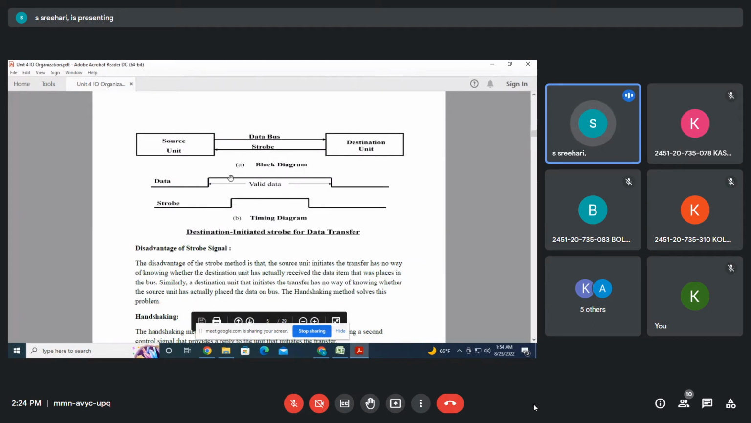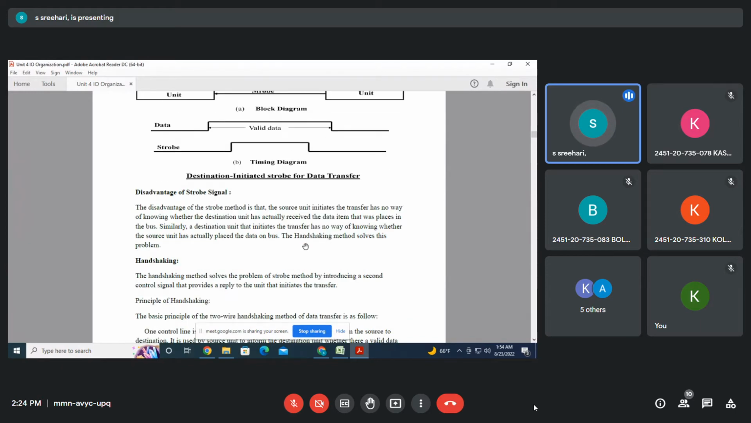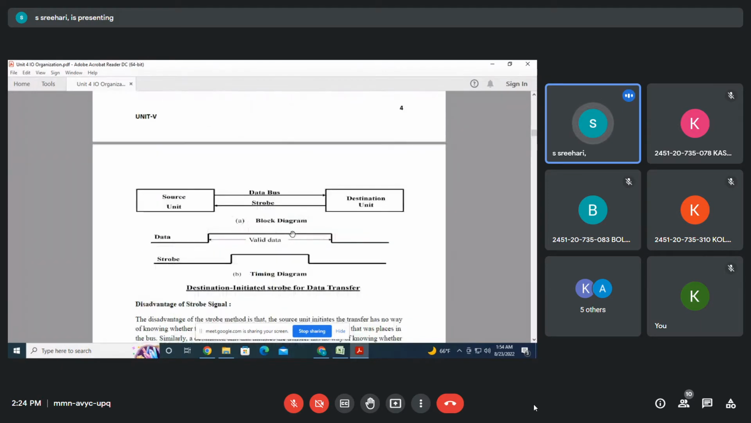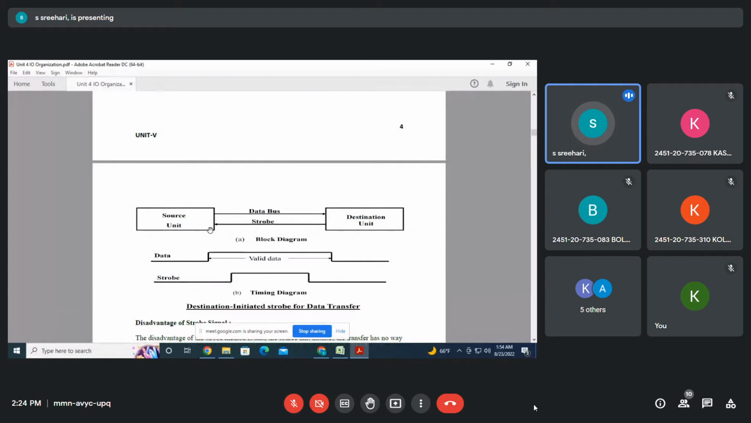So these are two of the methods we are going to be using for the strobe method. The disadvantage of the strobe is that there is no acknowledgement of whether the data is received by the destination or not. We send the data from source to destination, but the source unit never knows whether the data was received by the destination unit or not. That is the disadvantage of the strobe method.